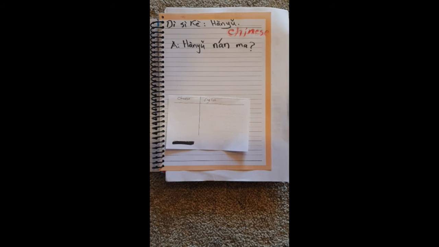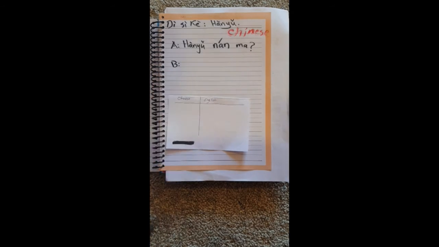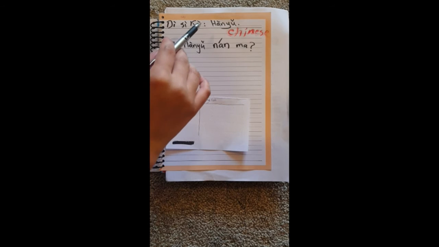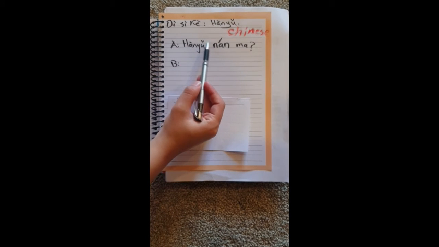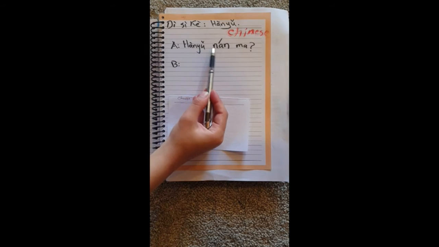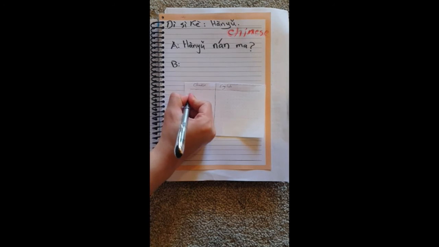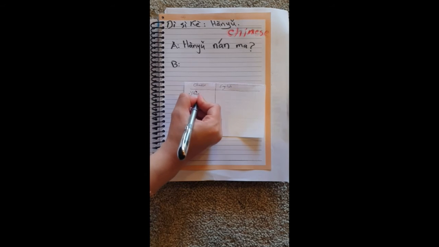So here A is asking B something. He's saying 汉语难吗? 汉语难吗? And here, because we have the third tone, and after the third tone we have the second tone, it's going to be a half third tone with second tone. So 汉语难吗? 汉语难吗?